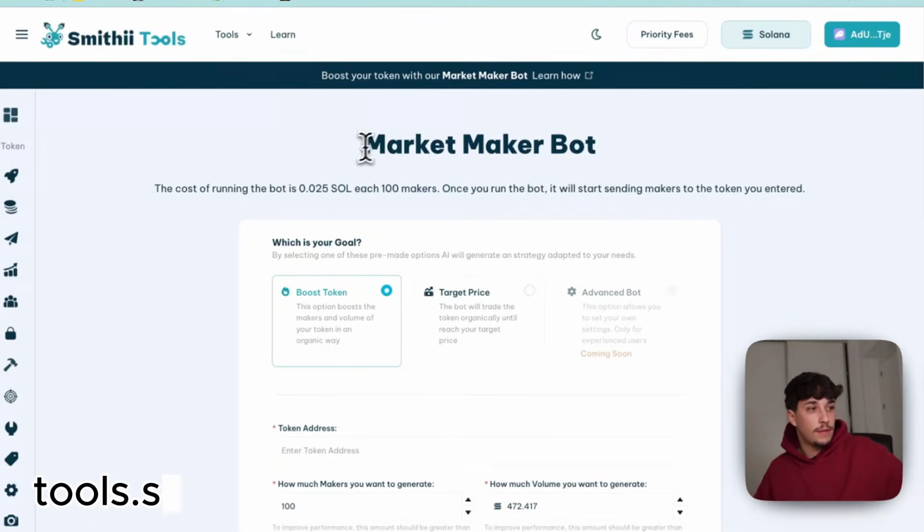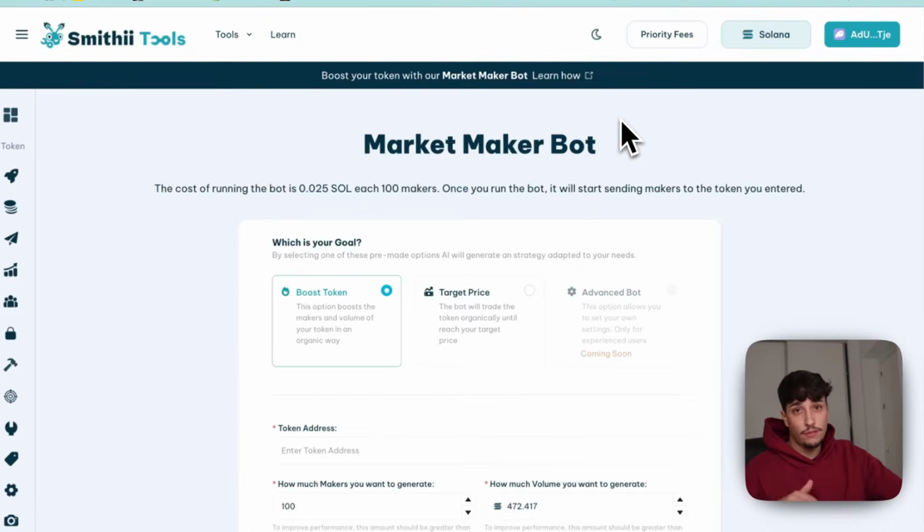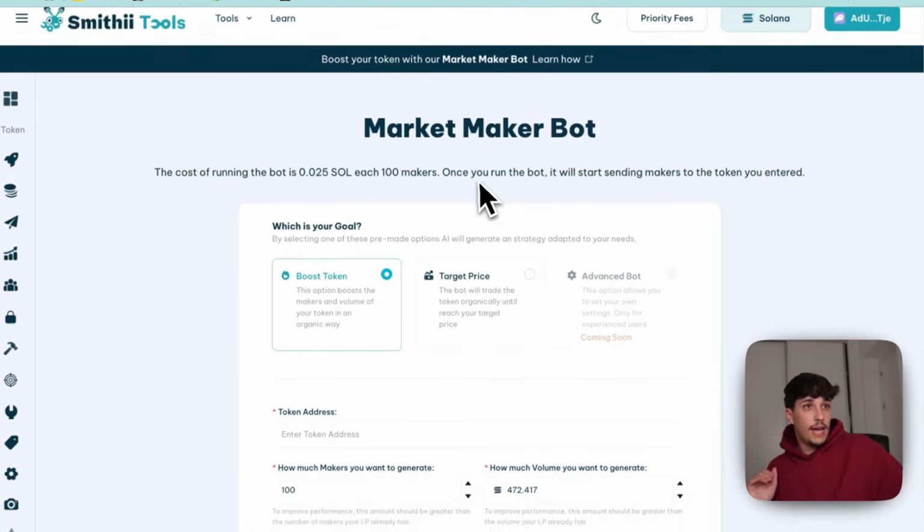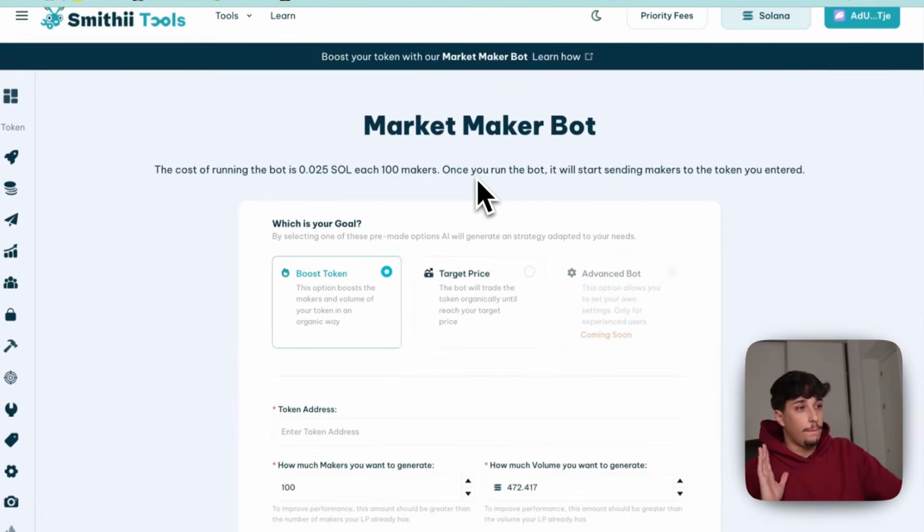This is the Smithii market maker, okay? It has all the features you need to trend on DexScreener. Actually, we have made streams boosting people's tokens, and we made some tokens trend within the live stream, okay?